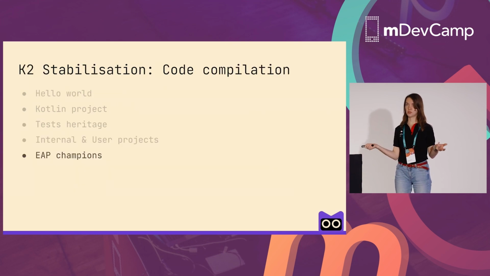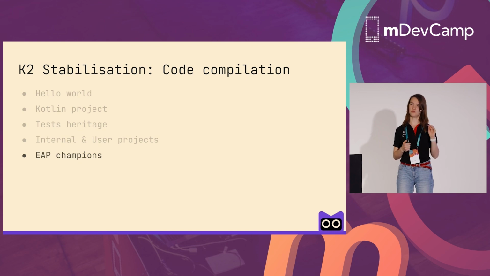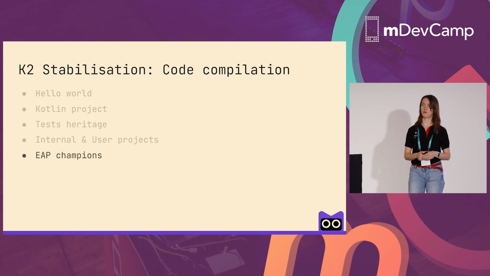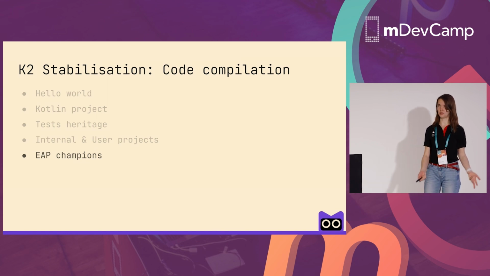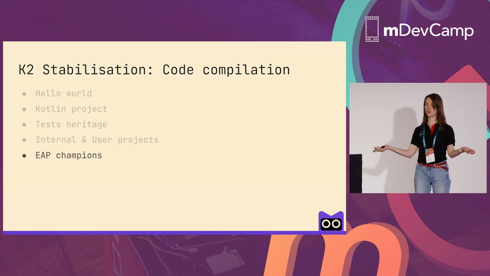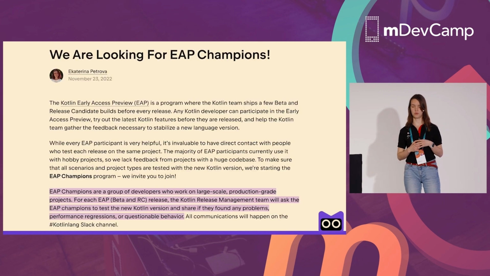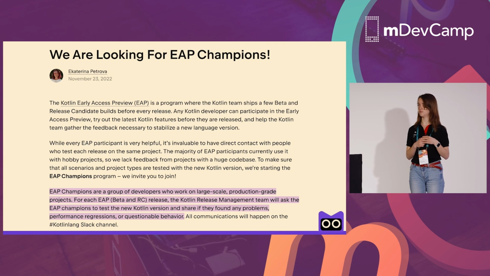We have compiled so many projects. We have minimized so many bugs. What else could we do to make sure that it works successfully? We are going to you, our users. So we have this group of EAP Champions. You have probably seen this blog post a couple of years ago.